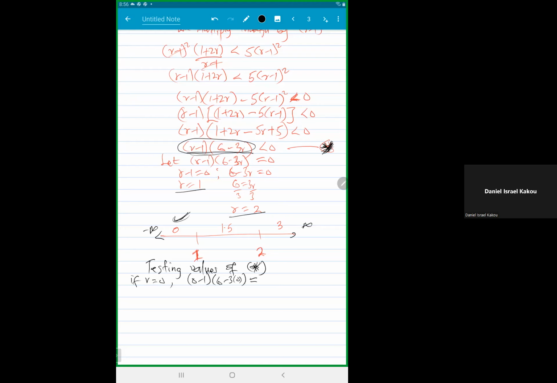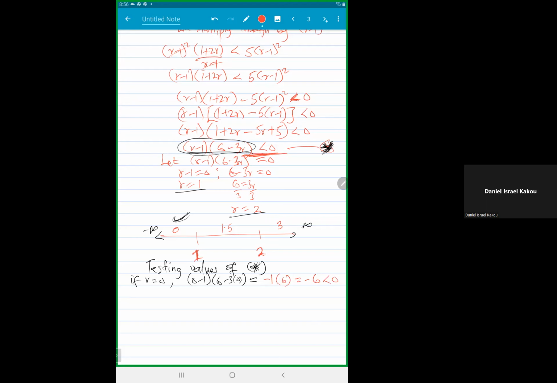My analysis says if this value I'm coming to evaluate is less than 0, then it is exactly what the inequality at star says. Because the inequality at star says that if it is less than 0, then that inequality is satisfied. If it is greater than 0, then it doesn't satisfy it, right? So I have minus 1 from the first bracket, and I have 6 from the second bracket. Eventually, this is minus 6. And of course, minus 6 is less than 0.